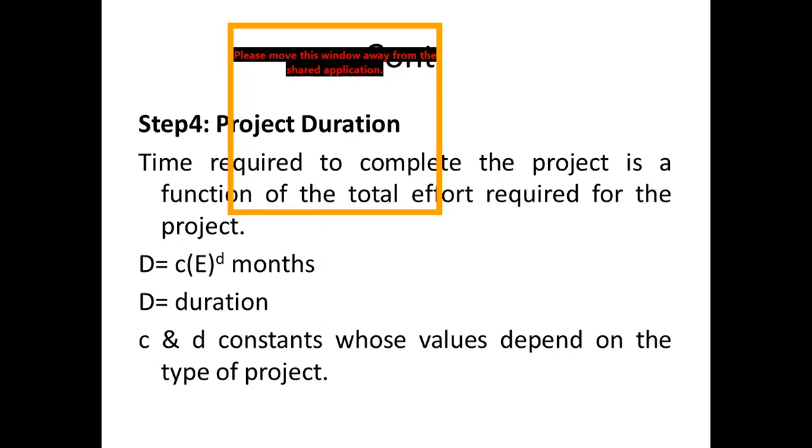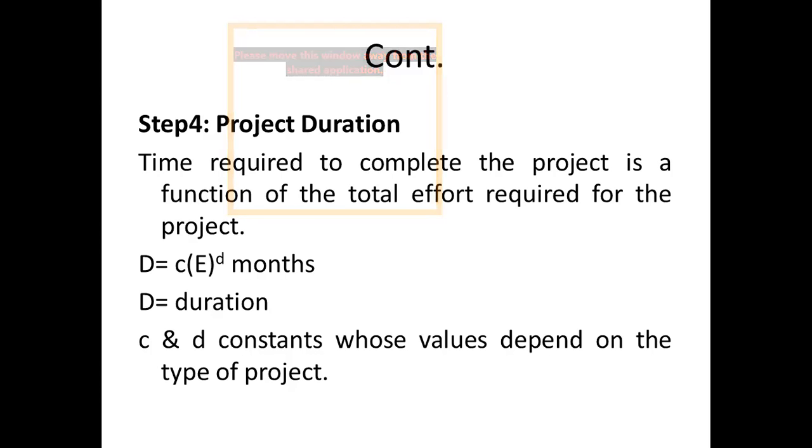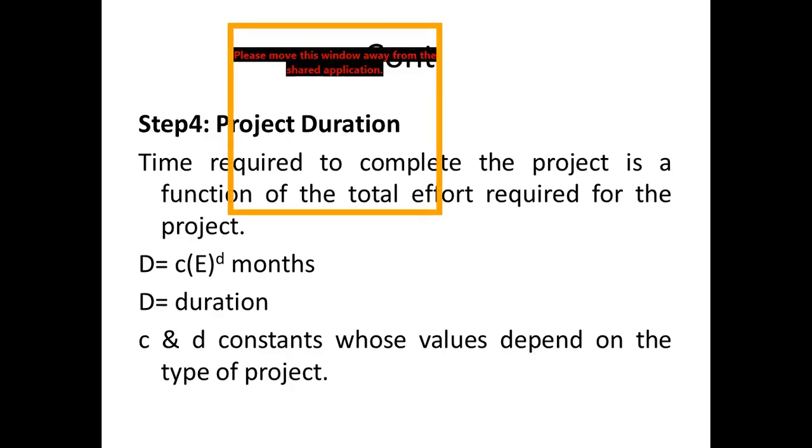Now in step 4, you can calculate the project duration. So what is the project duration? It means the time required to complete the project. How can we calculate it? Capital D is equal to small c into capital E to the power d. Again, capital D is the duration, meaning the time required to complete the software or project.